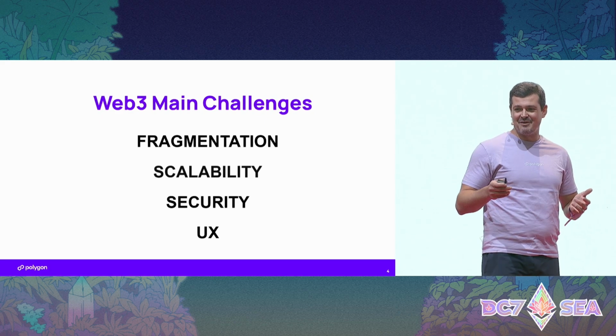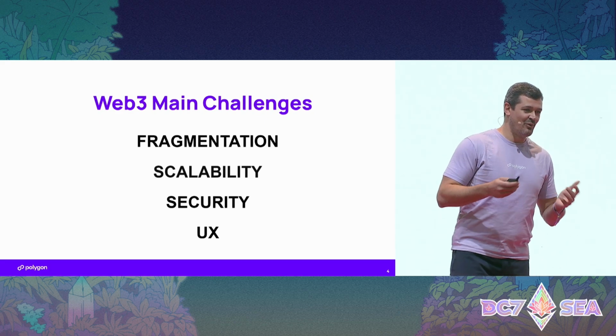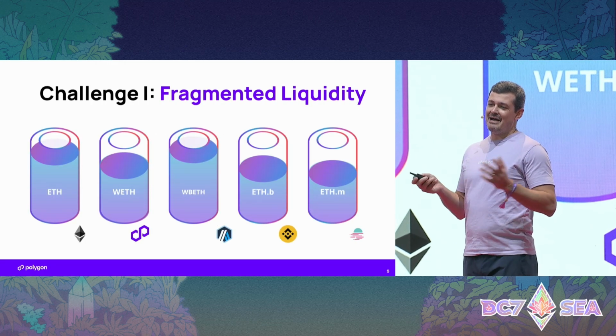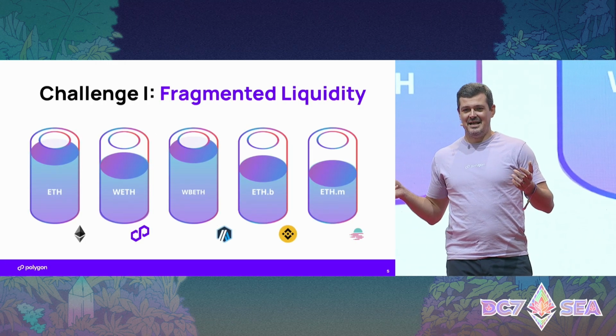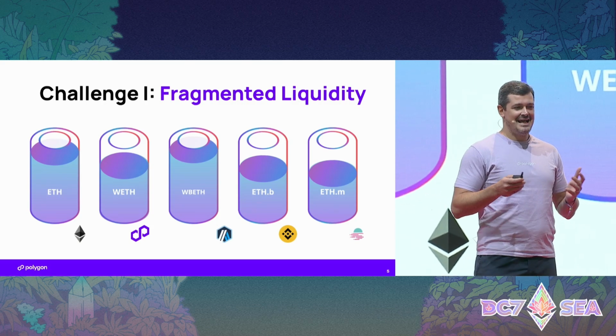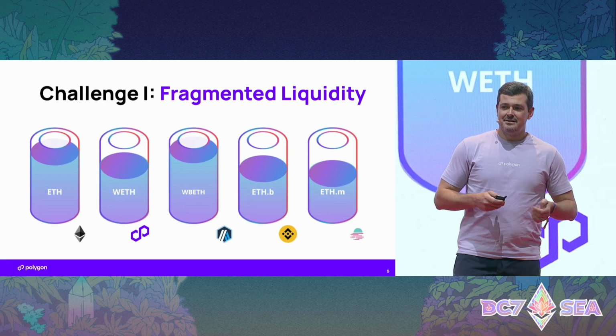I think this is an obvious one for everyone. Scalability, security, and frankly, just poor UX. If we look at each of these one by one, what do we have right now? We've got a bunch of chains, and liquidity is fragmented across all of these chains. We really have no good way of bringing them together at all.